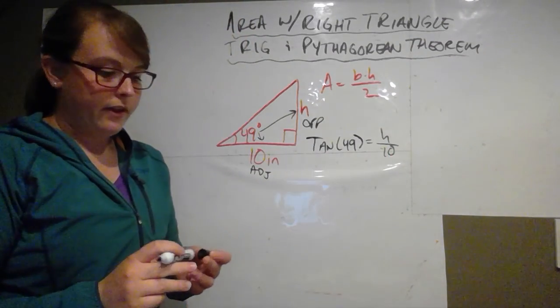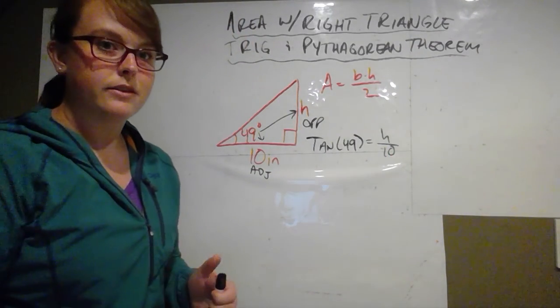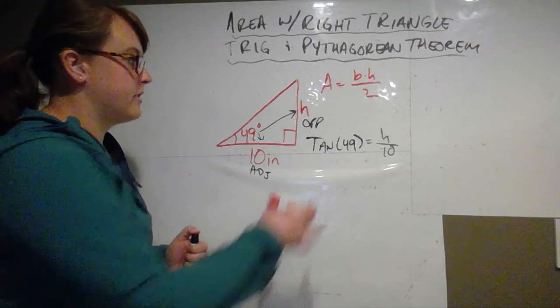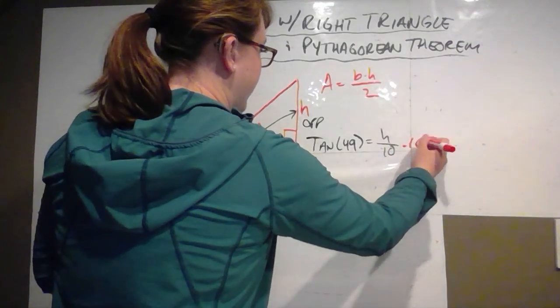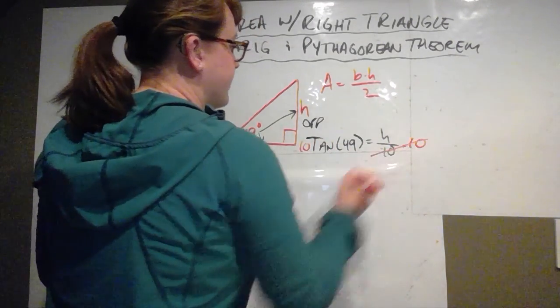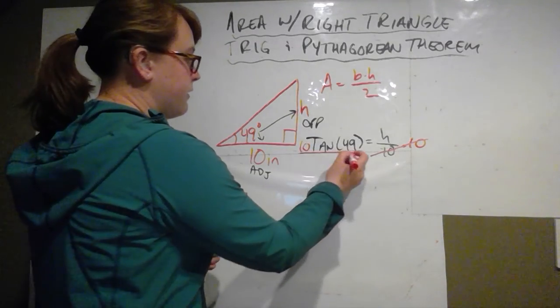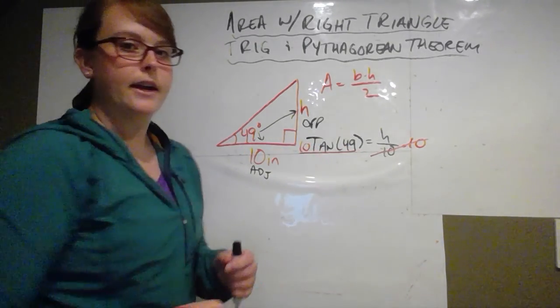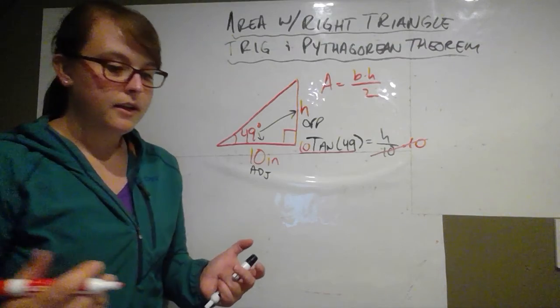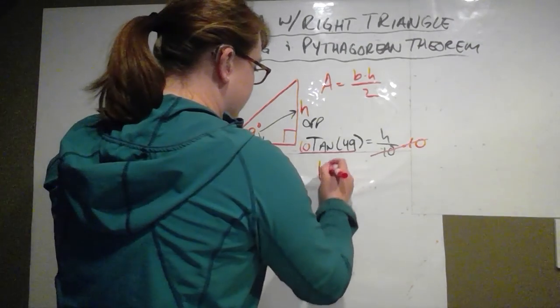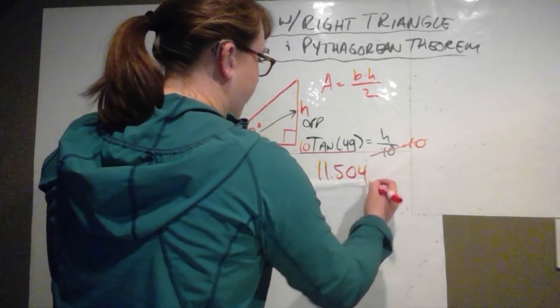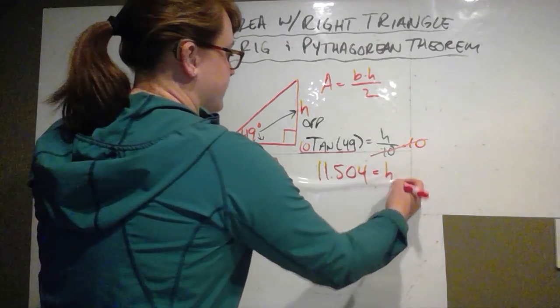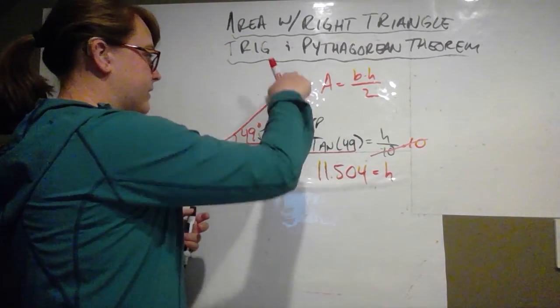Now, make sure your calculator is in degree mode before you do anything else. But to solve this, all we have to do is multiply by 10 on both sides. The 10s cancel, and into your calculator you type 10 tangent 49, and that will give you your height. So if we do that, we get 11.504 equals height. So that would be this missing side here.